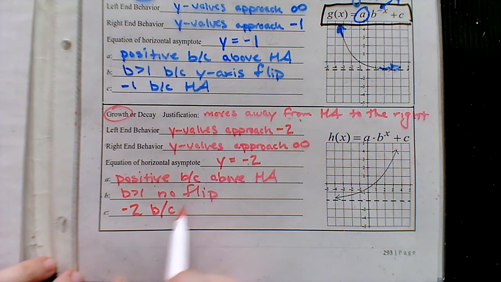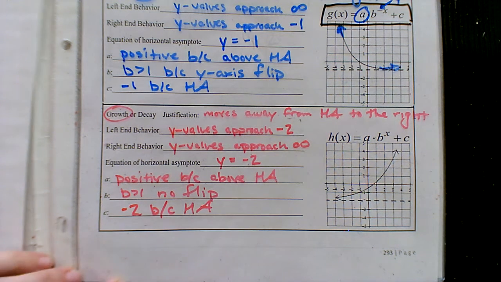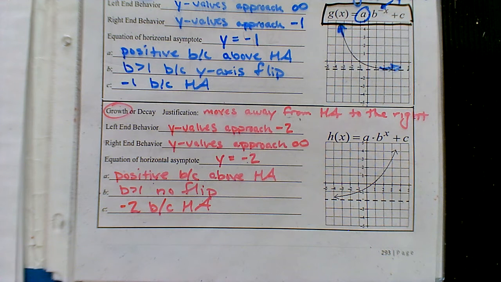Because it's the horizontal asymptote. Perfect. All right, so what we're going to do, seems like we're doing no trouble with those. We're going to try to answer the same questions, but instead of dealing with a graph, looking at a picture, we're going to look at a table of values.